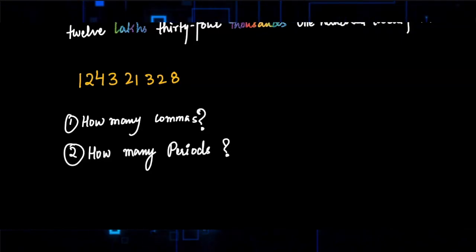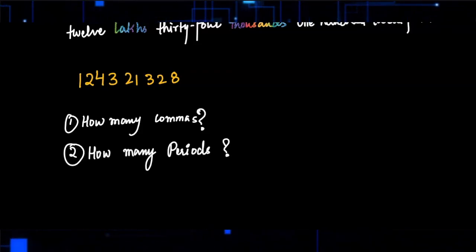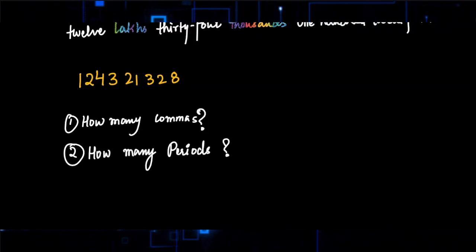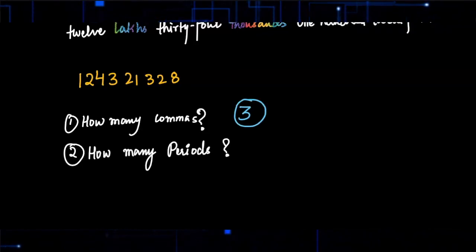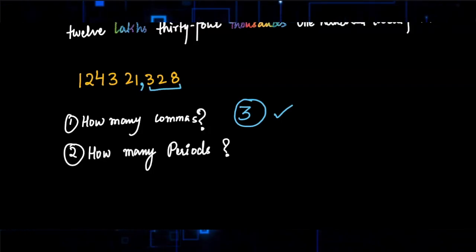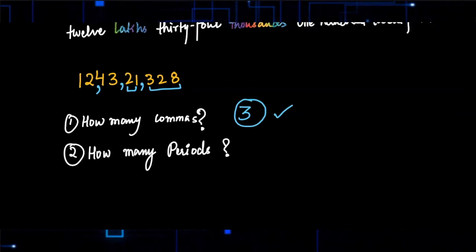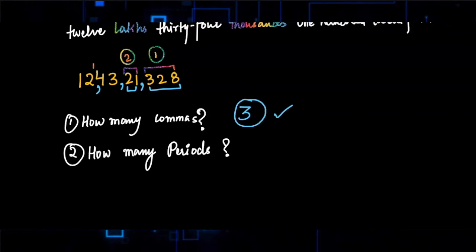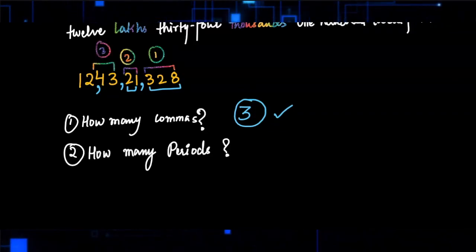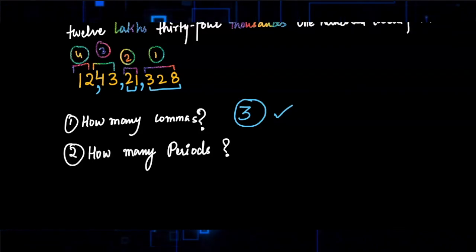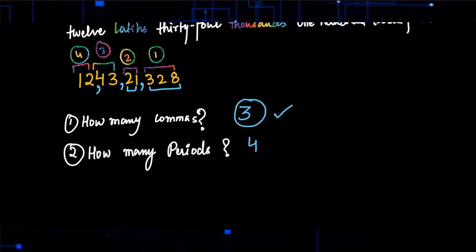Okay, now back to the question. How many commas? We'll be needing 3 commas here. Students who have answered 3 are correct. Now let's see. First 3 digits, the first comma will be here, then after every 2 digits. So how many commas do we have? 1, 2, 3. There are 3 commas. How many periods? For periods, this is your first period. Now this is your second period. Now this is your third period. And this is your fourth period. So we have a total of 4 periods.